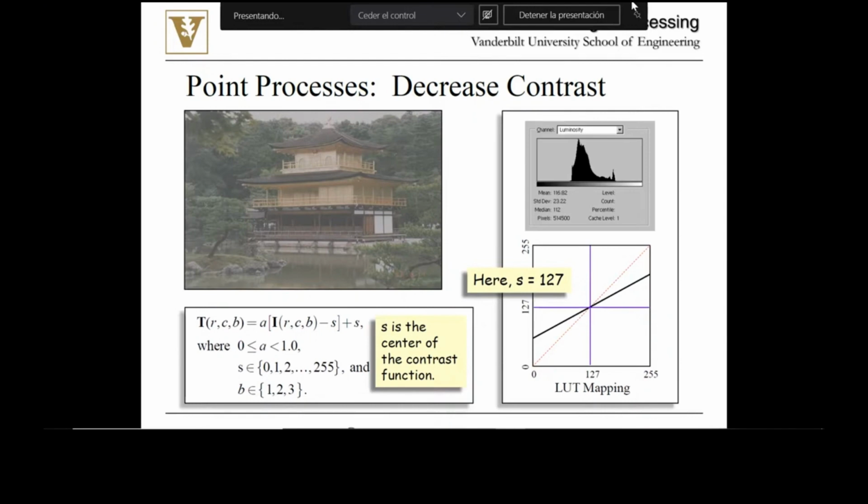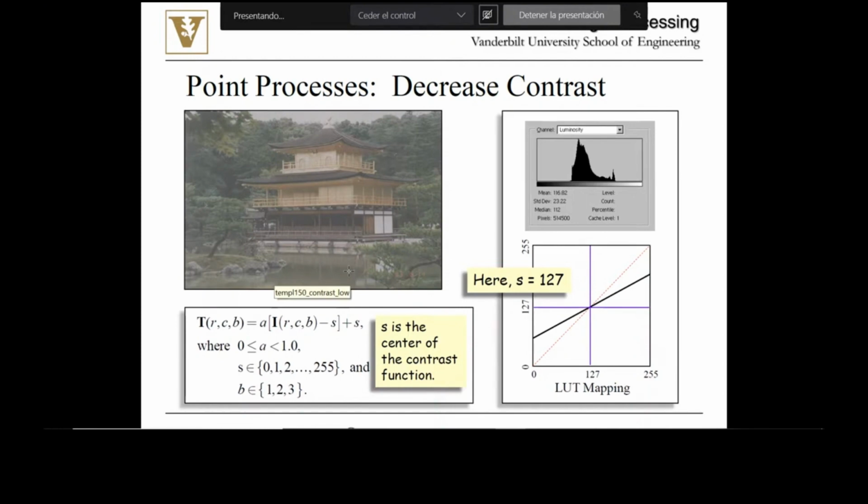Okay, so this transformation is multiplying the input image by factor A, but this factor A is smaller than 1, but there is a kind of small trick here. This small trick centers the transformation at some gray point S. So for instance here, let's say that S is 127.